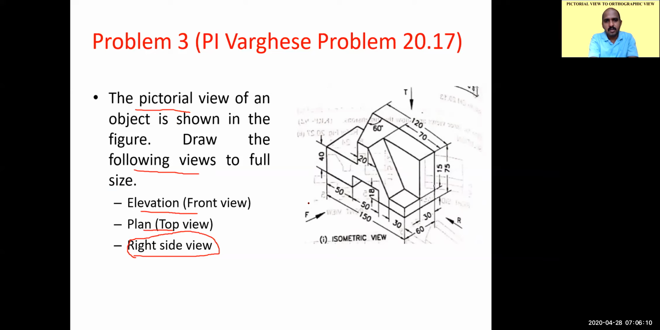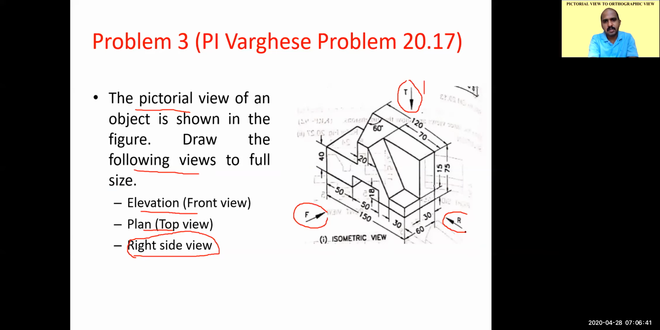Looking at the isometric or pictorial view, this shows the direction of your front view. You need to draw the front view when looking in this direction. Here the capital T shows the direction of your top view, so you draw the top view when looking from this direction. Then here R is given. Yesterday we had L.